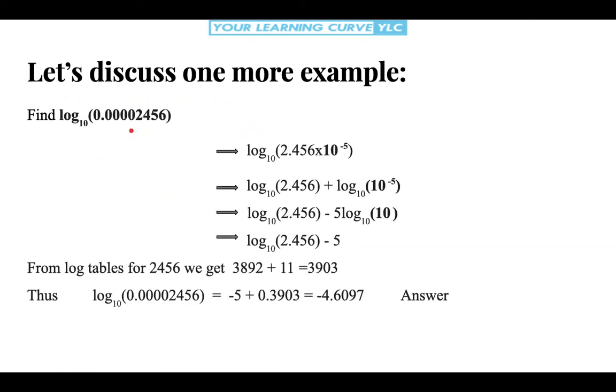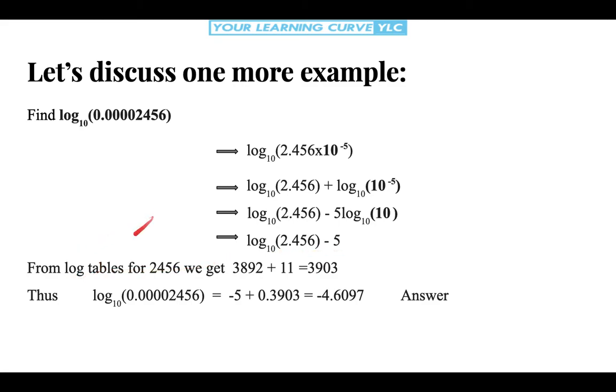I have discussed a big number, which was not that big, but for the sake of understanding, it was big enough. Let's see a very small number. For example, we have to find the log of 0.00002456. We'll do exactly the same thing, convert it into standard form, apply the properties of logarithm, and we'll get minus 5 as the characteristic. Here the characteristic is negative. And again, log of 2.456 will be a positive fraction lying between 0 and 1.